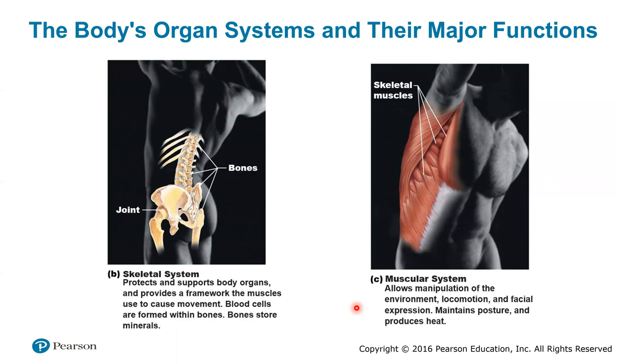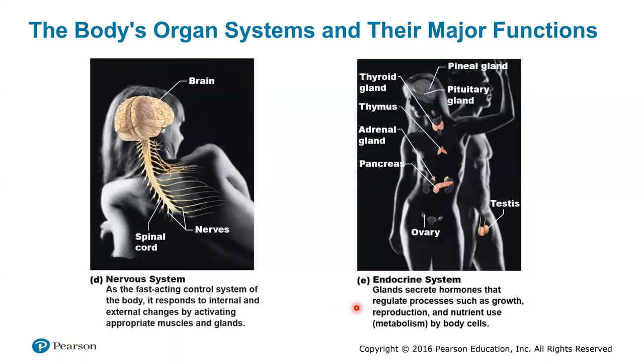Also, the muscular system maintains posture and produces heat. Another two systems over here are the nervous system and the endocrine system. Those are systems of regulation and control. So the nervous system is a fast-acting control system of the body. It responds to internal and external changes by activating appropriate muscles and glands. So the nervous system is very specific and very fast, but it's short-lasting.